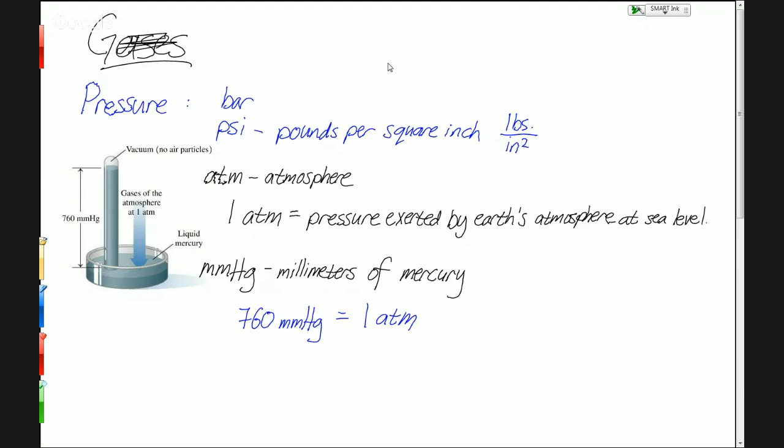You do need to know this number, 760 millimeters of mercury. So make sure you know that that is atmospheric pressure. And these are the 2 units that we're going to use mostly. There are some other ones. There's Pascal, which is sometimes used in the metric system, another pressure unit. But we'll focus mostly on atmospheres and millimeters of mercury.